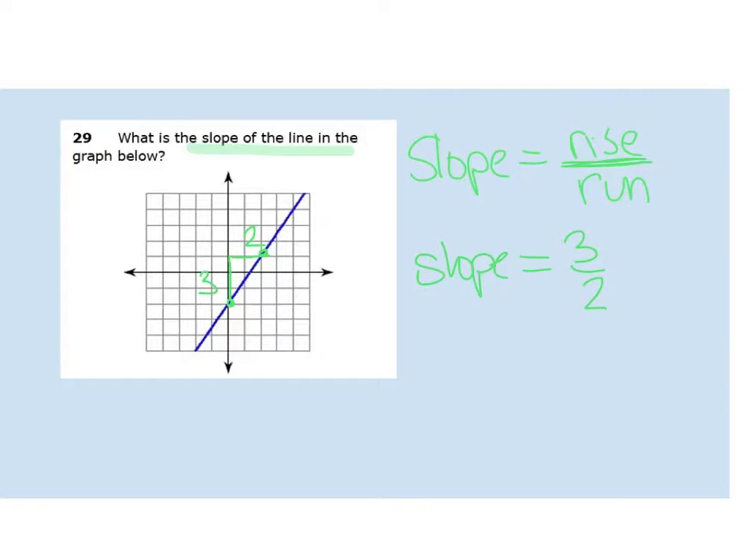Make sure that you notice that the line is going up from left to right, making the slope a positive value. That's one thing you can do when you're looking at your answer choices. You'll have some that have maybe a -3/2 as an answer choice, and you want to make sure that you don't mark that because the line is going up.